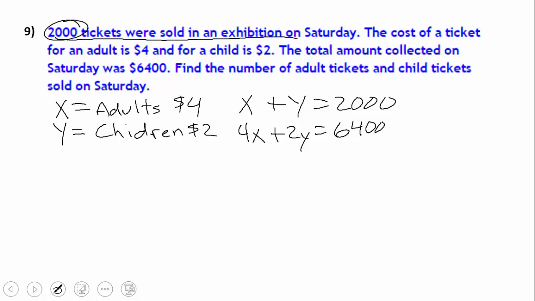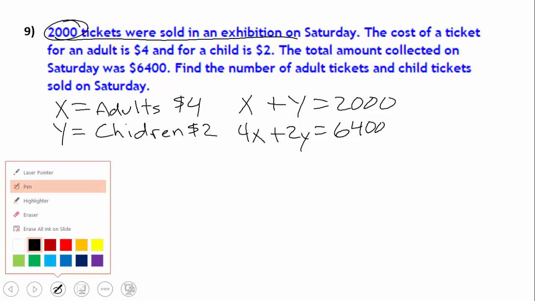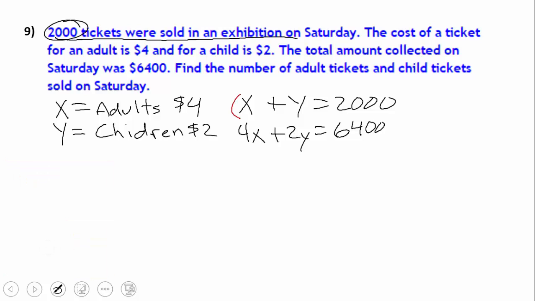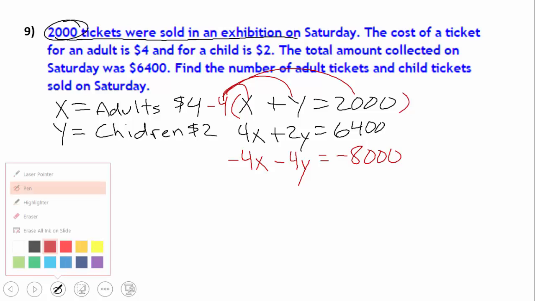So I am going to multiply the first equation. This time, I'm going to do it a little bit differently. I'm going to eliminate the x, so I'm going to multiply by a -4. Negative 4 times x is negative 4x. Negative 4 times y is negative 4y. And negative 4 times 2,000 is negative 8,000. I could have multiplied by a negative 2 to eliminate the y's if I wanted to. I chose to do the x's. Is what it is. So here we go.